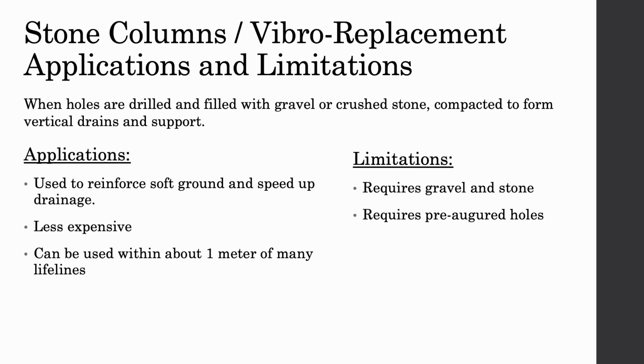The next method of ground modification discussed is stone columns and vibro replacement, which is when holes are drilled and filled with gravel or crushed stone, compacted to form vertical drains and support. Some applications of this are that it is used to reinforce soft ground and speed up drainage, that it is less expensive, and can be used within 1 meter of many lifelines. Some limitations include that it requires gravel and stone and also requires pre-augured holes.